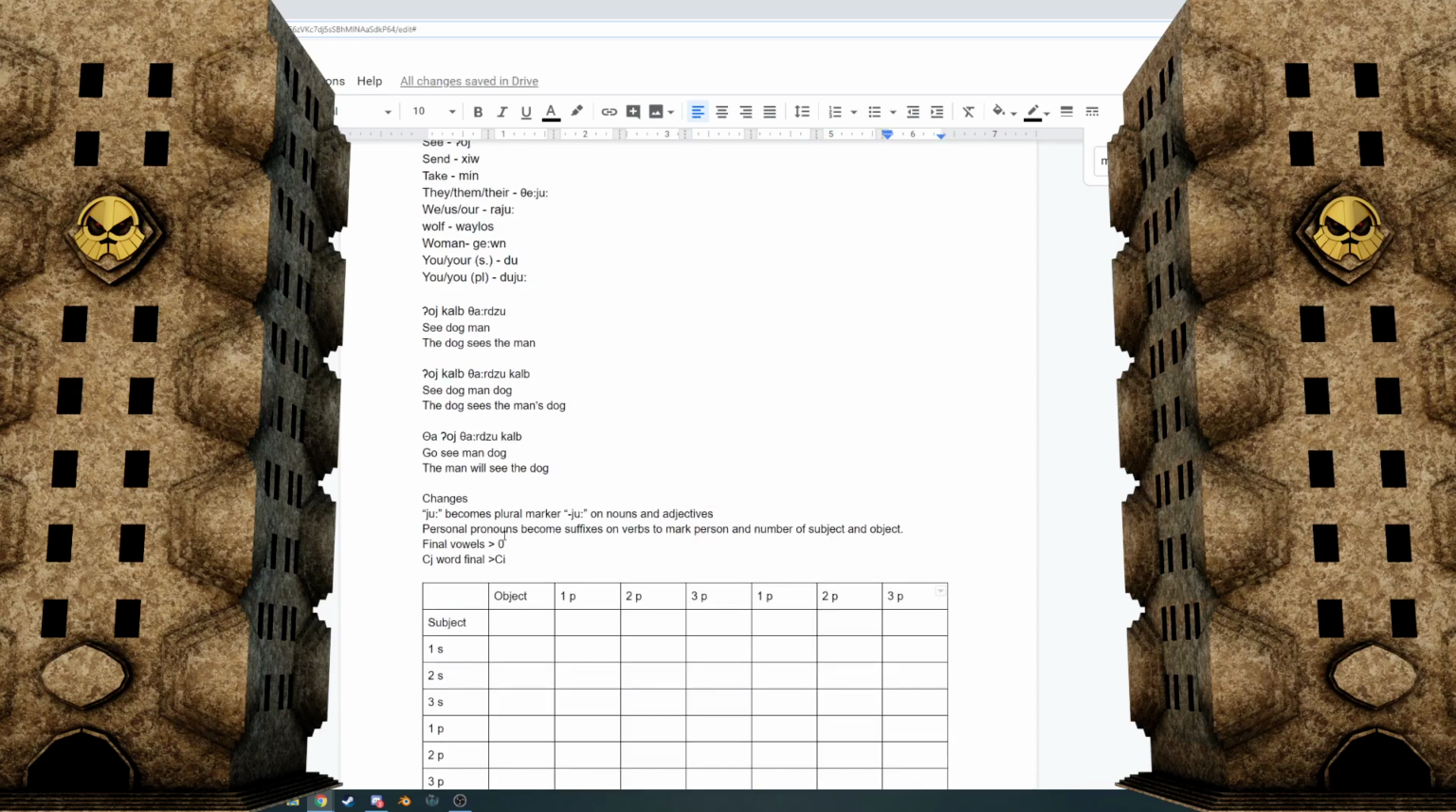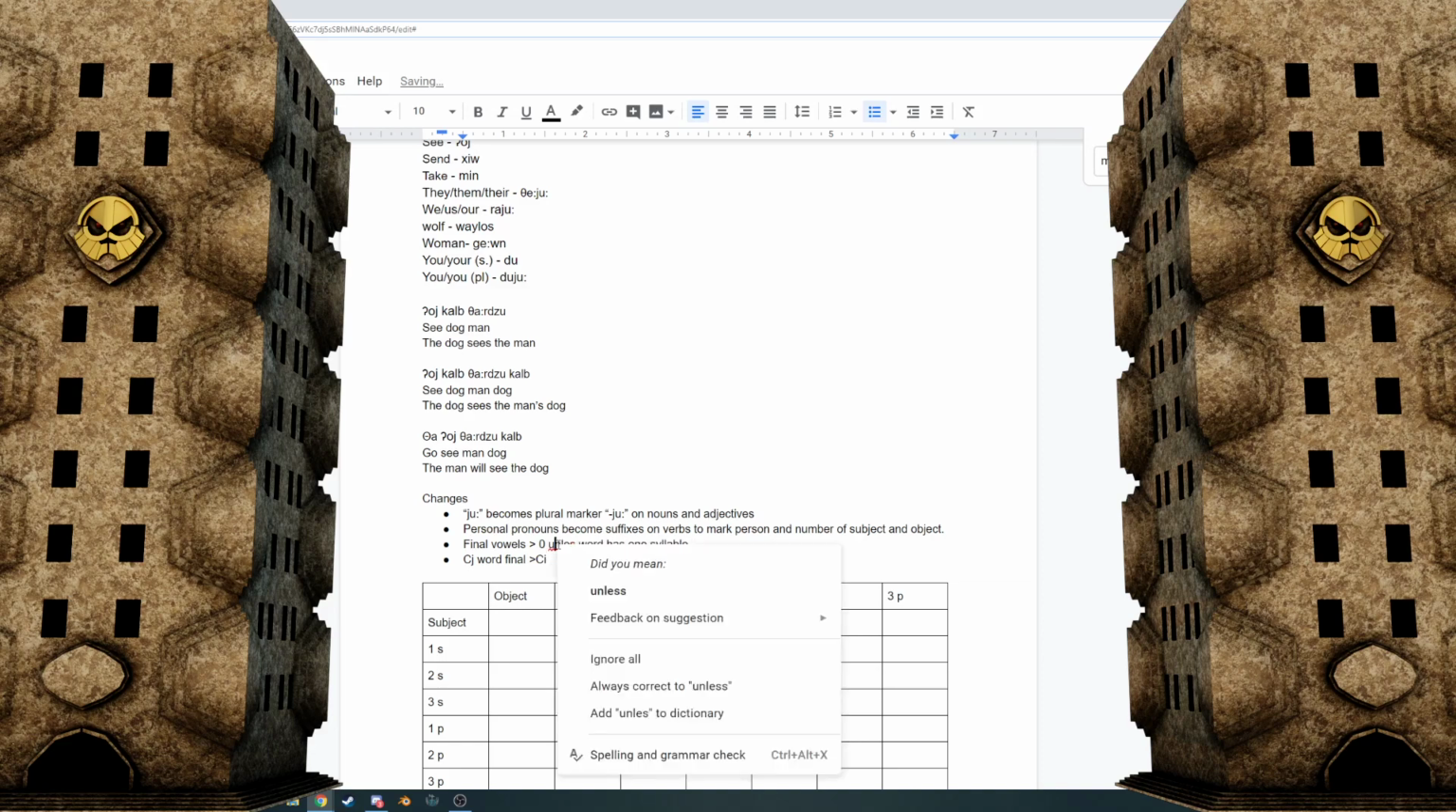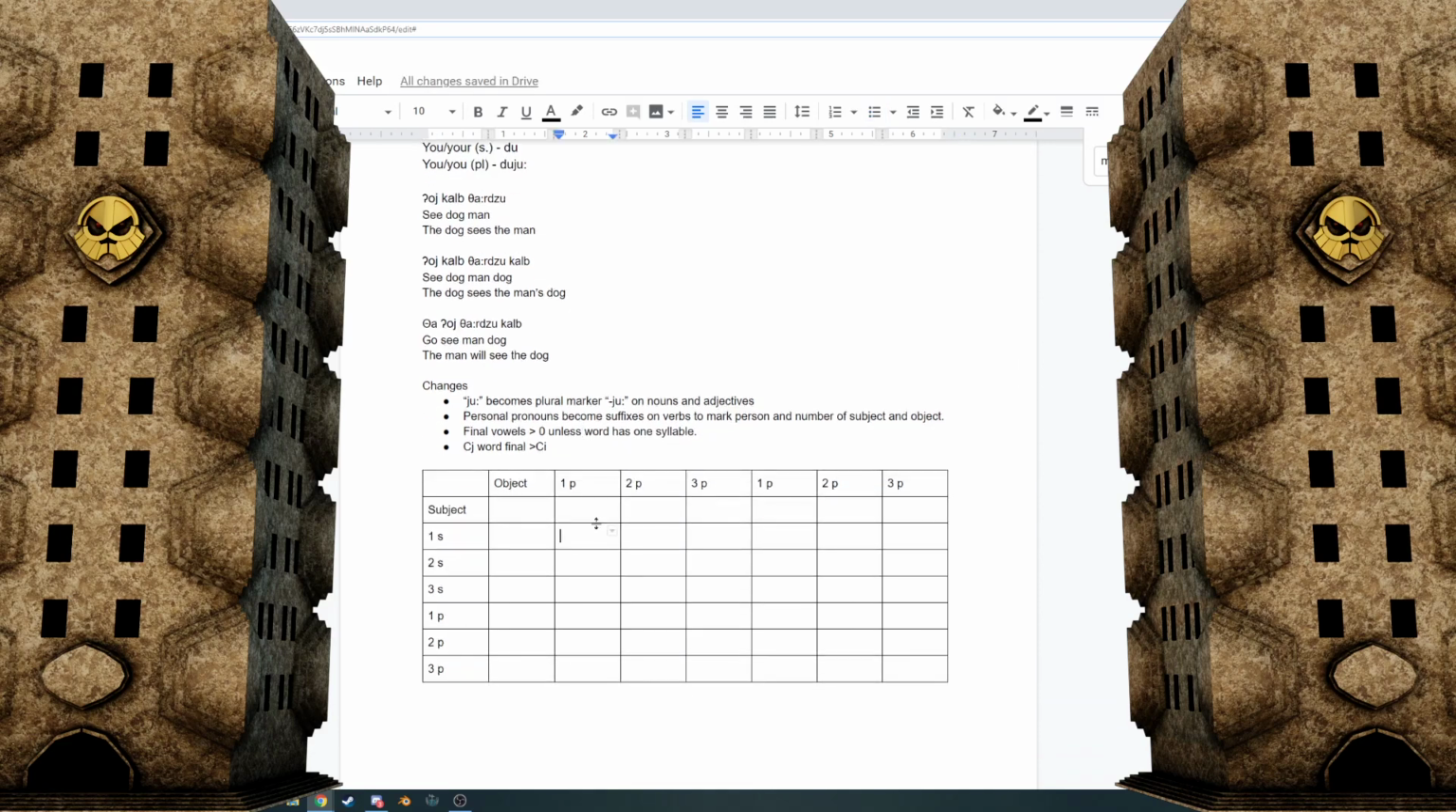Oh, and we need to fix one thing here. Let's bullet this. Unless the word has one syllable. There you go. Okay, so rar, because it should be ra, but then with the final vowel loss, we get rar. Which means that first person should be rarai. And that's probably going to get reduced later on.